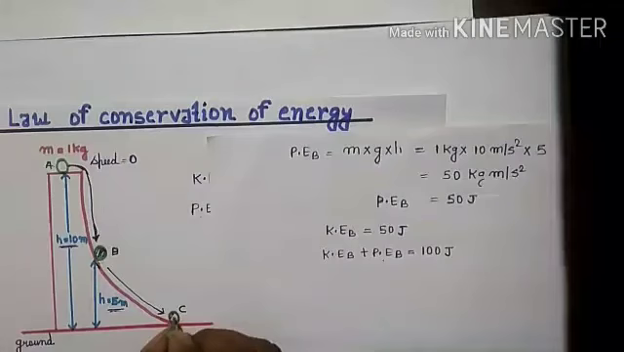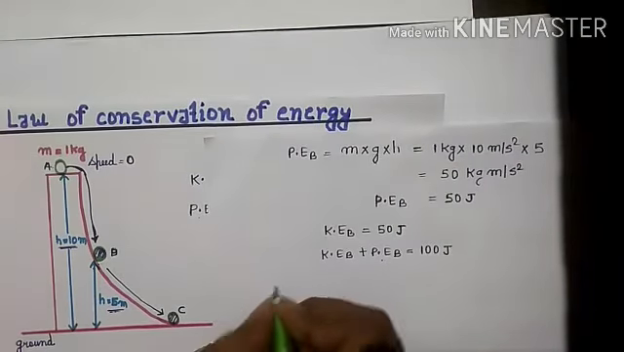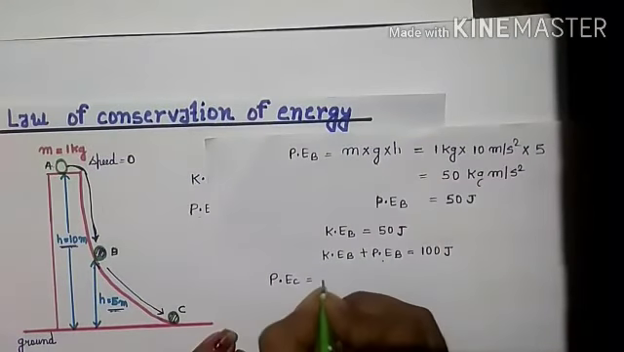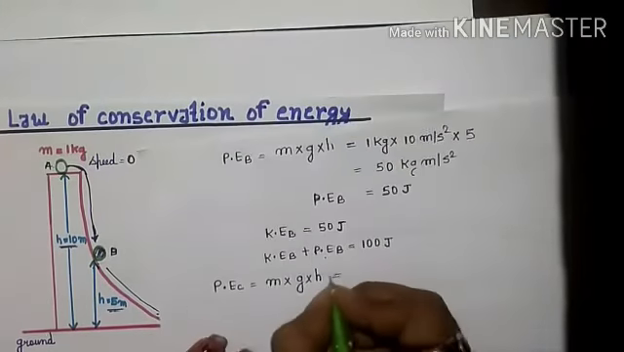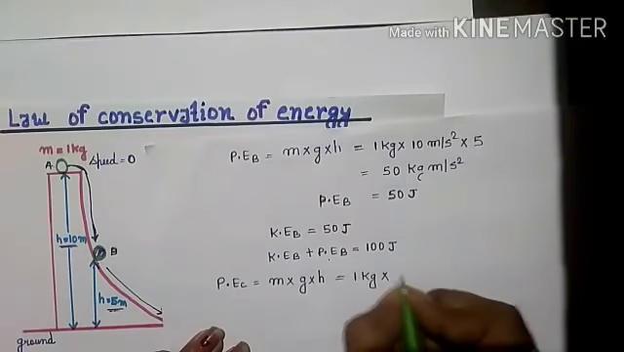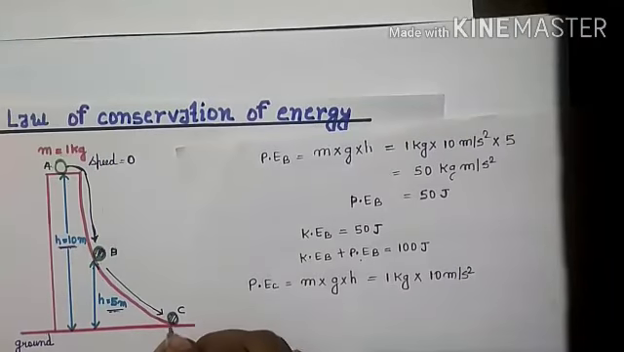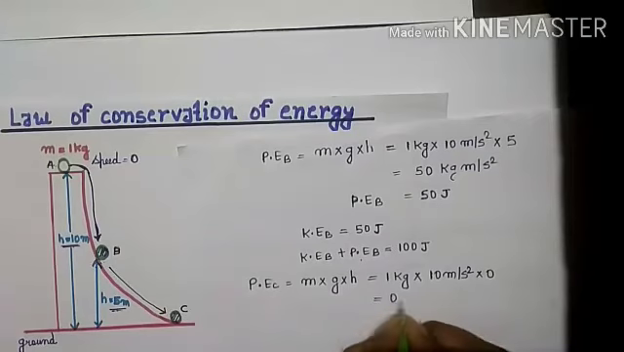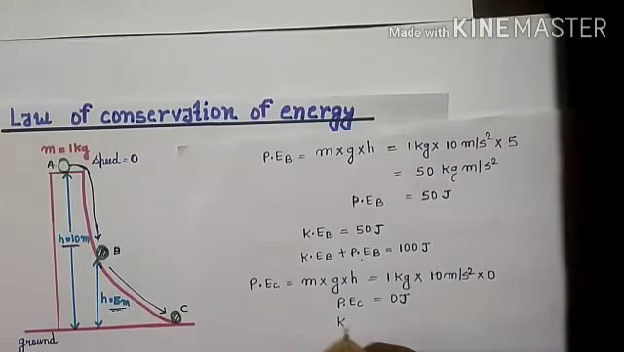Now we will find out the potential energy at point C. We know that potential energy is equal to mgh. Here m is equal to 1 kg, g is equal to 10 meter per second square, and h is equal to 0. Here the height is 0. So the potential energy at C becomes 0 joule.